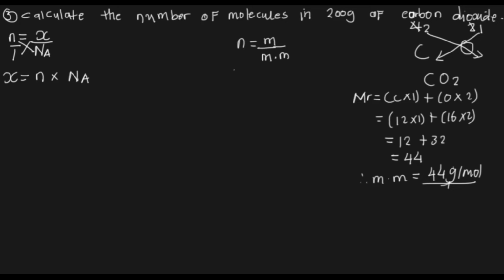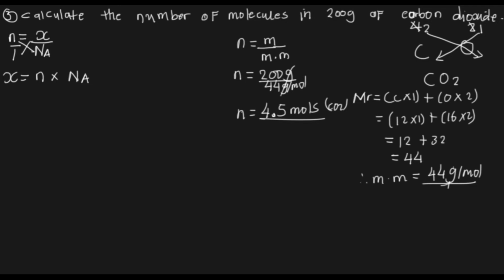So we have the molar mass. Now we can proceed by finding the number of moles. The number of moles is the mass, 200 grams, over the molar mass, 44 grams per mole. So 200 divided by 44 gives about 4.5 moles. So these are now moles of carbon dioxide.